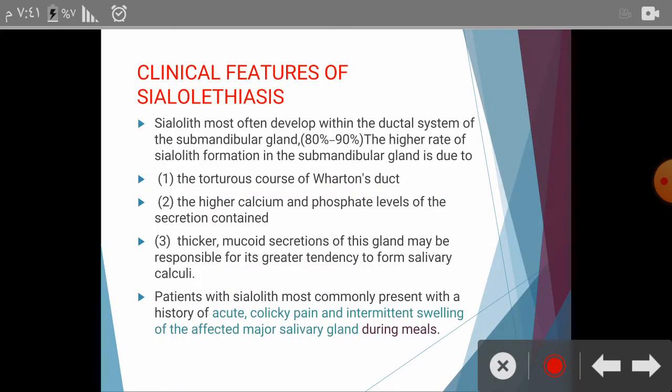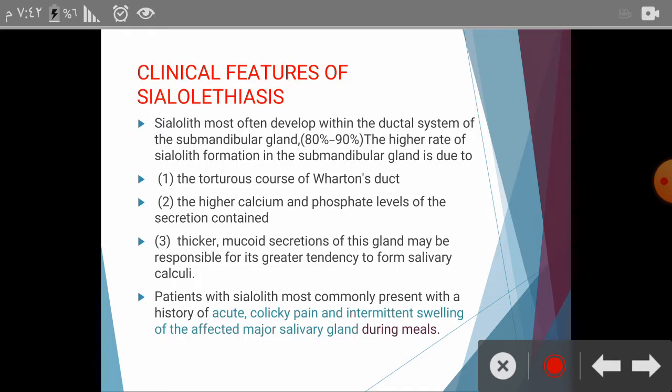Clinically, sialolithiasis happens more frequently in the submandibular gland, 80 to 90%, because first, the tortuous course of the Wharton duct; second, the high calcium and phosphate level of the secretory component; and third, the thicker mucoid secretion of this gland may be responsible for its tendency to form salivary calculi.